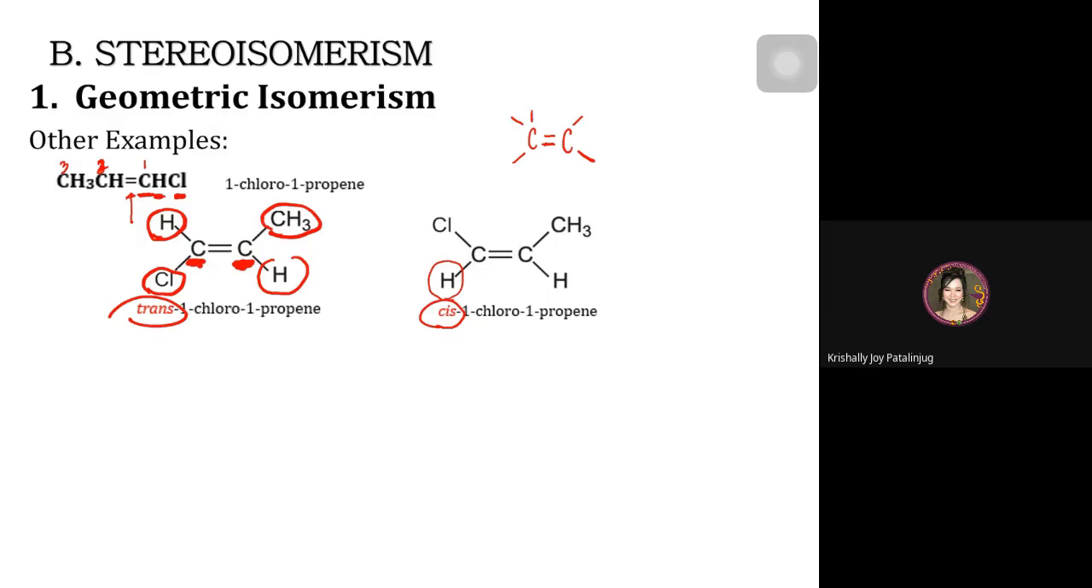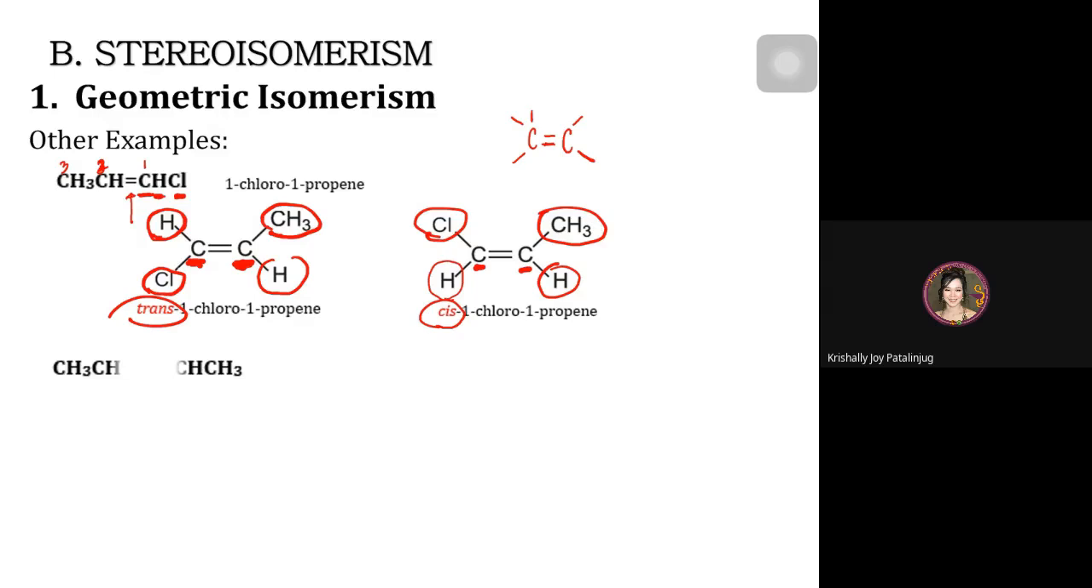Then, vice versa, tingnan yung attachment ng hydrogen atoms sa double bond carbon sa second structure, same side. Same side yung same groups, then it shows a cis isomerism. Same side yung priority groups, cis isomerism.